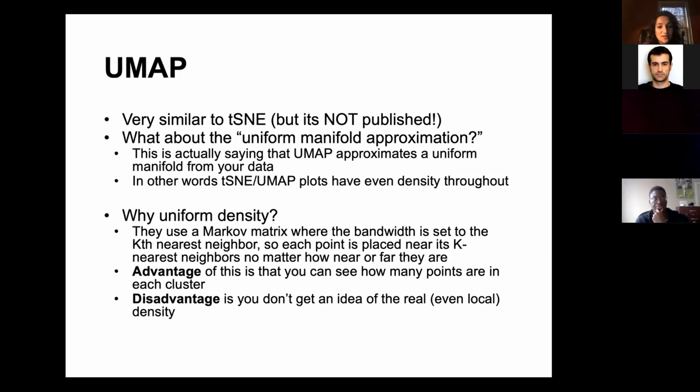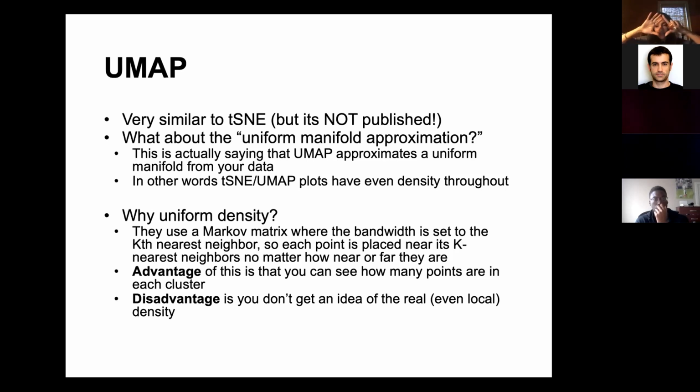In particular, UMAP doesn't really learn the manifold in the way that diffusion maps or something else does. What it's actually saying is that it approximates your data as if it's uniformly sampled on some manifold. So it's creating a structure to your data where your data is uniformly sampled on that structure. So what that means is if there's a lot of points close together in a cluster that's very dense, that cluster is going to appear big in UMAP or t-SNE.